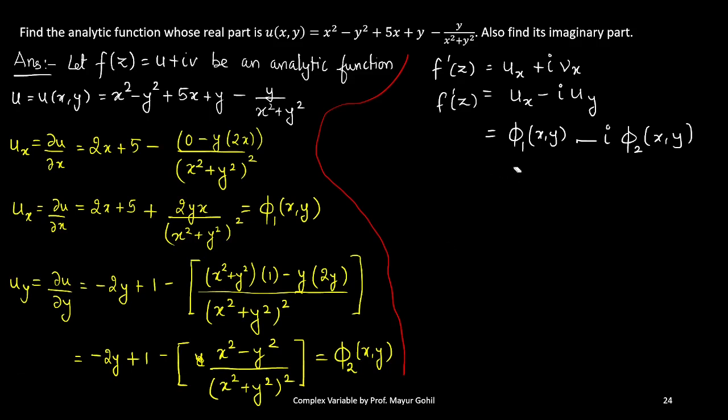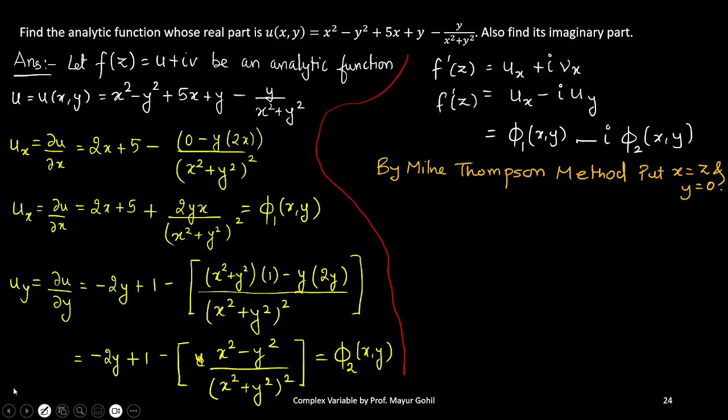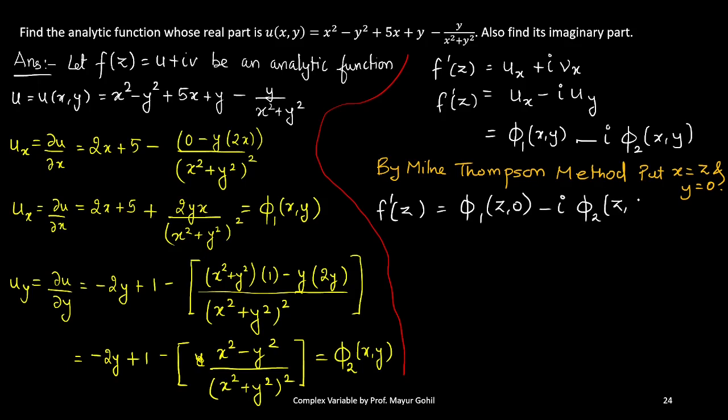Sometimes it is so natural that you can even skip those lines by writing, but we'll just have here by Milne Thompson method, put x equal to z and y equal to 0. What do we get here? f dash of z is p1 z comma 0 minus I times p2 z comma 0. Now let us do that simplification.